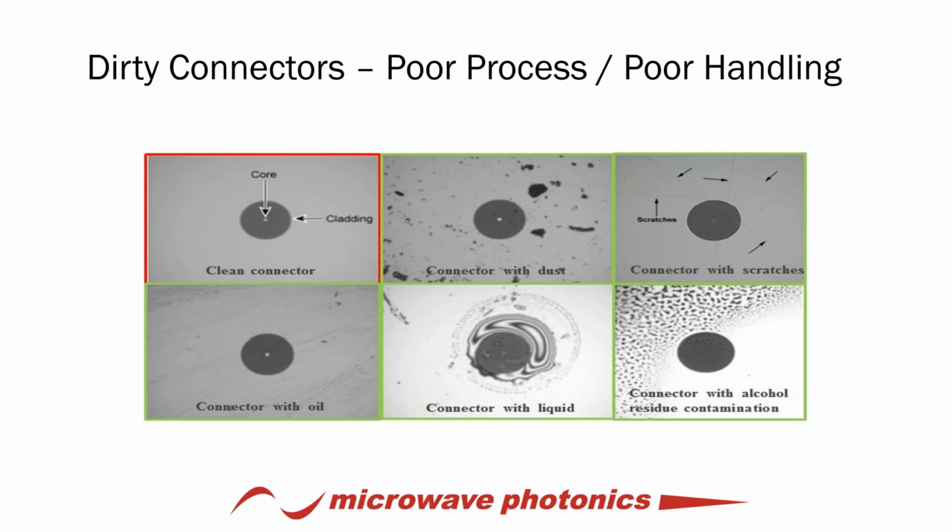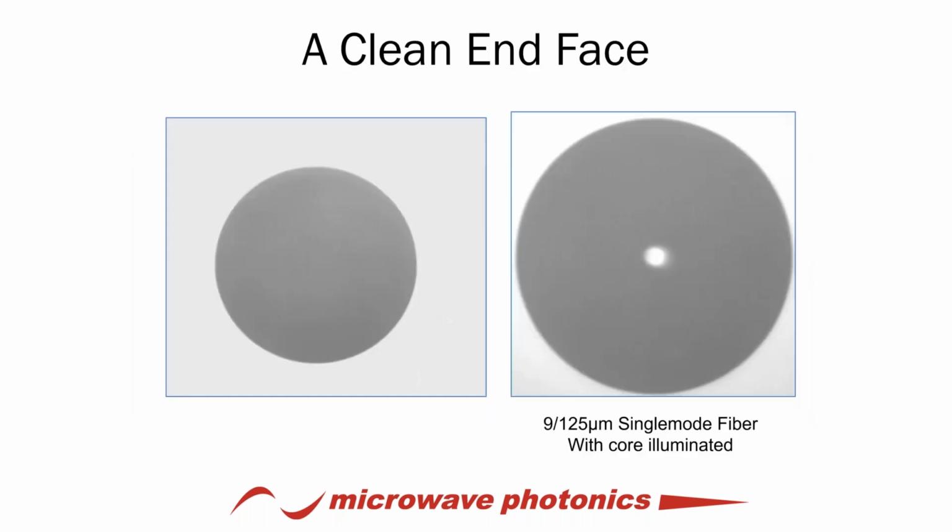Further in the process, it's really easy to get these connectors dirty. They can be contaminated with dust, hand oils, improper cleaning devices, or they can be scratched. And again, if you look at that top left connector, you'll see how small that core is in the cladding. Very important to keep these connectors clean. For illustrative purposes, this slide shows the 9 micron with the 125 micron.